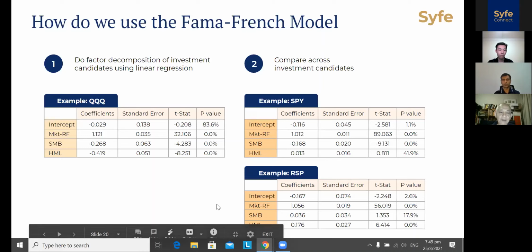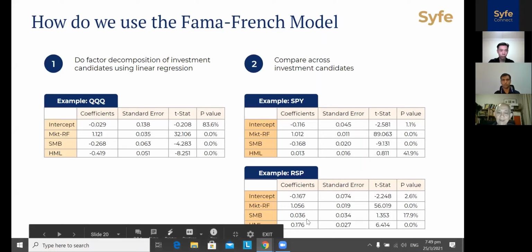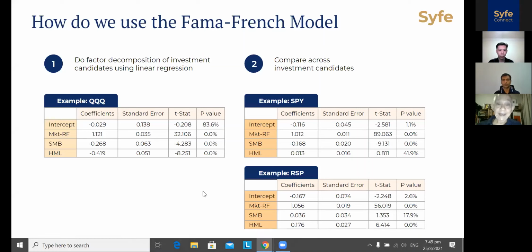And if you look at the third thing, which is value. The QQQ has minus 0.419, which means it is negative value, which is growth. You look at RSP, it is positive value, 0.176, right? And then you can see S&P basically has zero value, because obviously it tries to mimic the market, so there's no value bias.